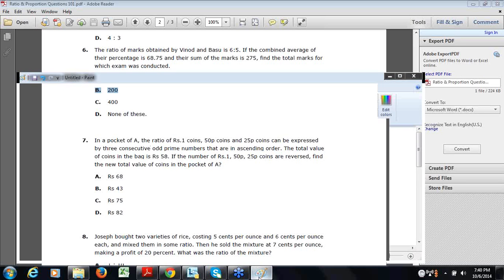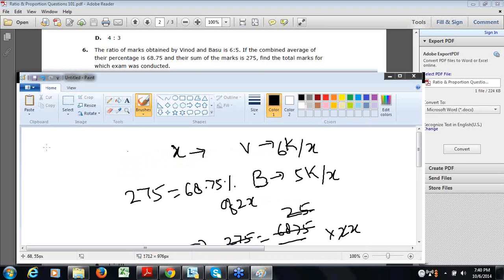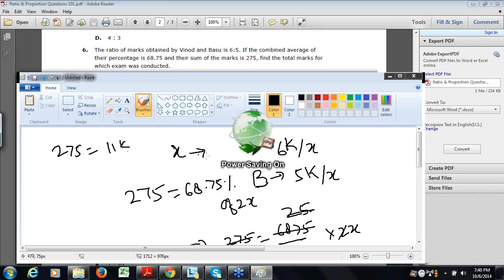Another way of solving this question is you do like this, that 275 is equal to 11k. 11k, how did we get it?